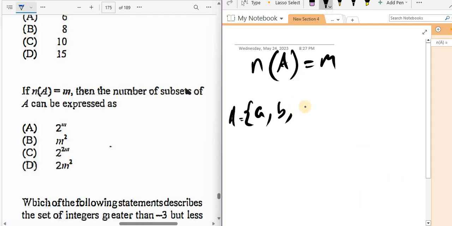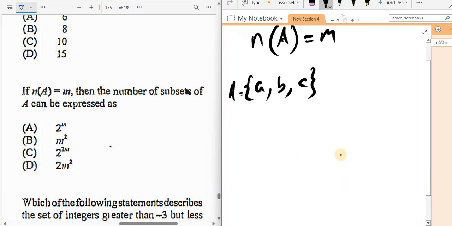So if I were to increase this, guys, if I were to increase the number of elements by 1, let's call that C. How many subsets would we have? Using the same formula, 2 to the power of what? m in this case will be what? 3, isn't it? Okay, 3 elements. So it will be 2 times 2 times 2, which gives us 8.